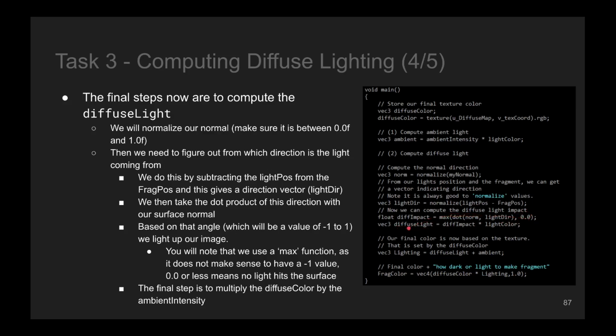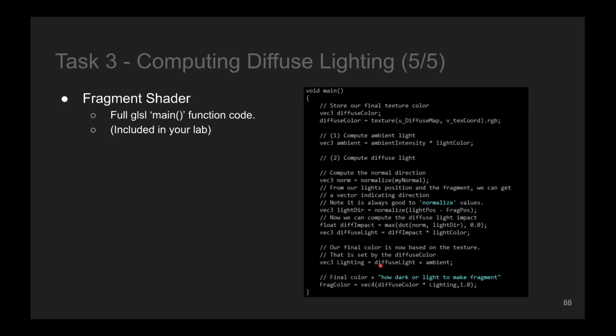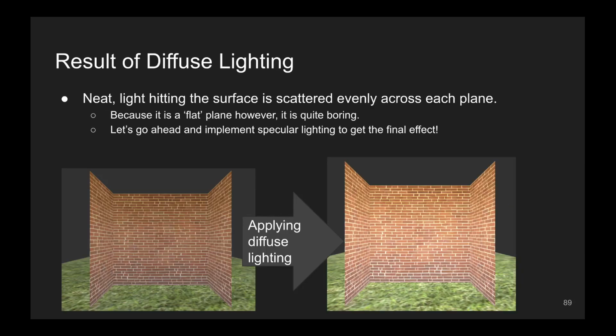So now our diffuse light, our diffuse impact, so how much to light it up, times the light color, okay? And then for our lighting, I'm just adding up these components, diffuse light plus ambient light, and that gets me the final fragment color, okay? So here's the full fragment shader. In fact, it's the same as on that slide for your GLSL code. If you do this, you'll get something like what's on the right side here. The surfaces are pretty much lit up. The way I have it set up, the light moves with the camera, so that's where the actual position is.